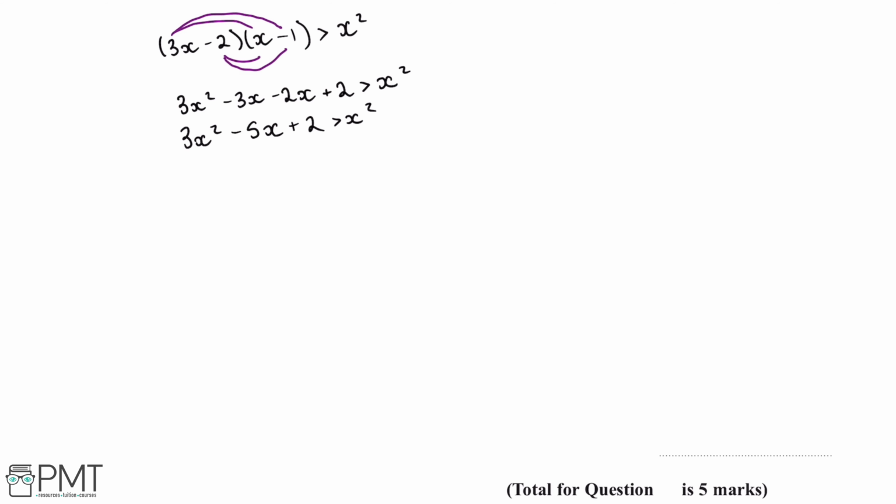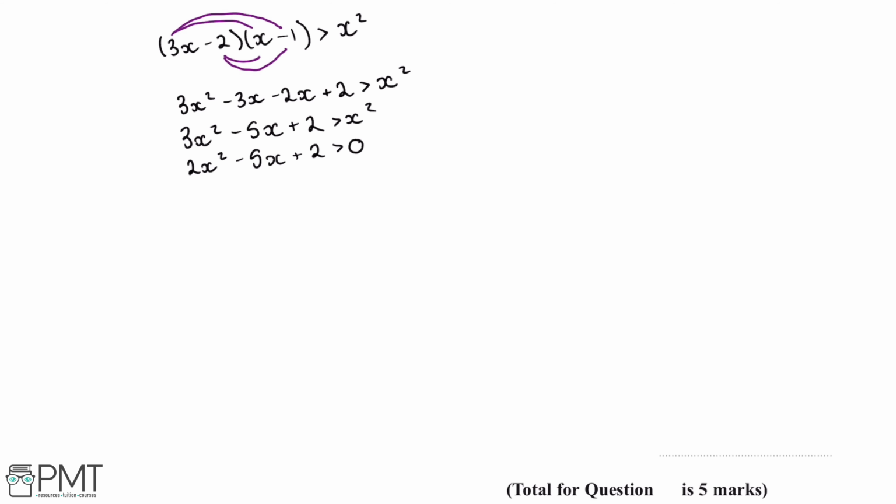And the final thing we'll need to do is make this inequality equal to 0 so that we can solve the inequality. So we can finally minus x squared from both sides. And now what we've been left with is a quadratic which we can solve. Now there's a few different ways which you can solve this quadratic. However, I've decided to factorise it.